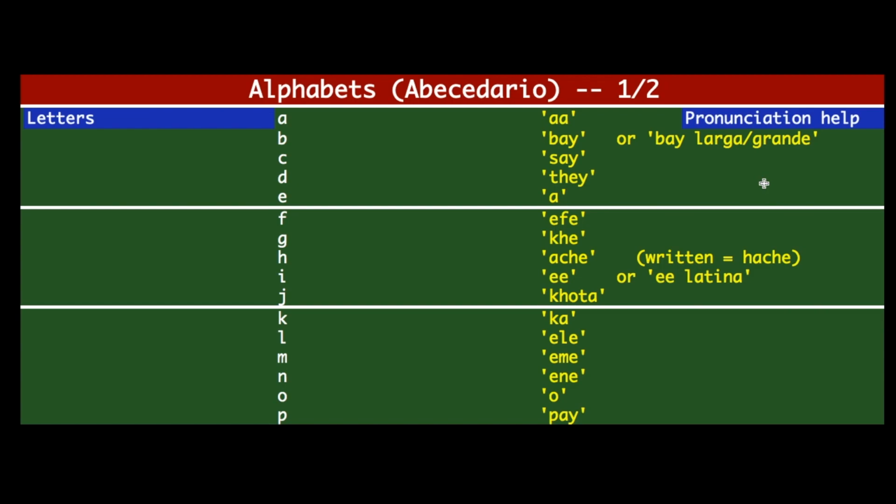Welcome to the first session of Spanish, and today we are going to learn alphabets, which are also called abecedario in Spanish, part 1 of it. So folks, why are alphabets important? Well, alphabets are the basic building blocks of any language, right? Whatever you're going to learn is everything around it.